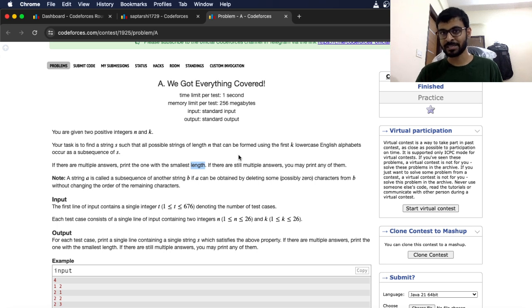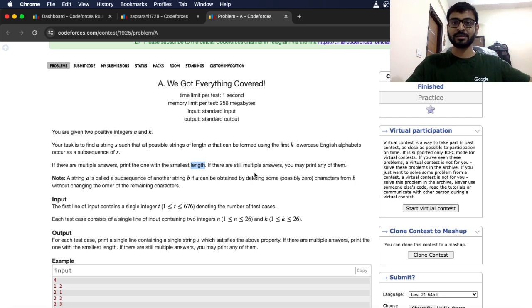The smallest length thing somehow got eclipsed. Ideally, I would have expected maybe this would have been in bold, but anyway, it's totally up to the author. They can choose not to keep it in bold, not to keep it highlighted. But this is a very important point. Had I not noticed this, I would have approached in a completely different way.